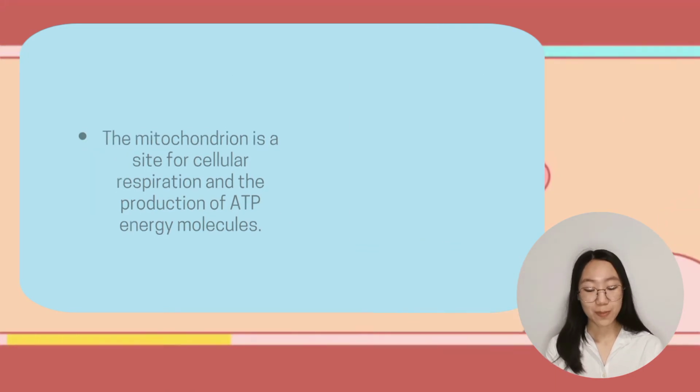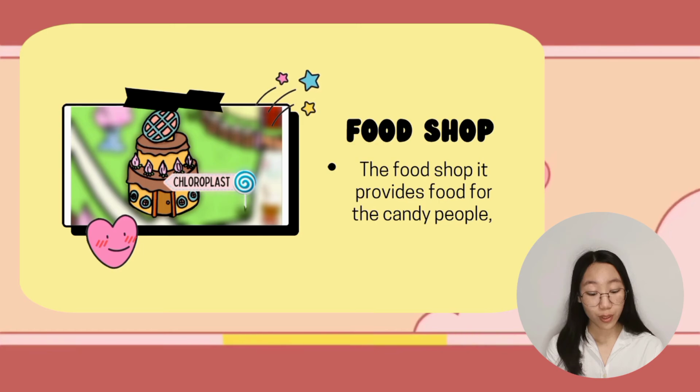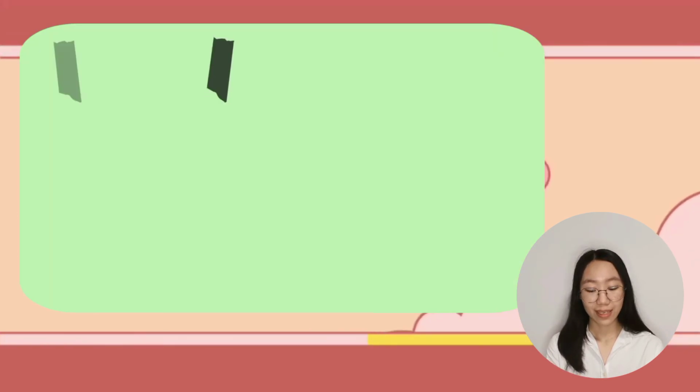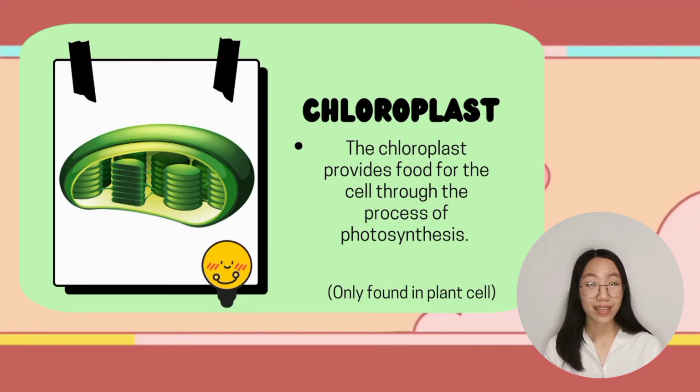Lastly are the food shops inside the Candy Kingdom, which are similar to the chloroplast because they provide food for the candy people. Just like the chloroplast, it synthesizes food through the process of photosynthesis. Furthermore, this organelle is only found in the plant cell.